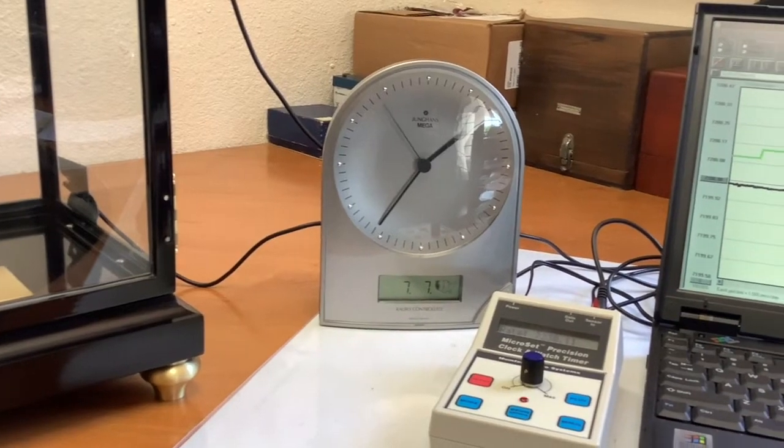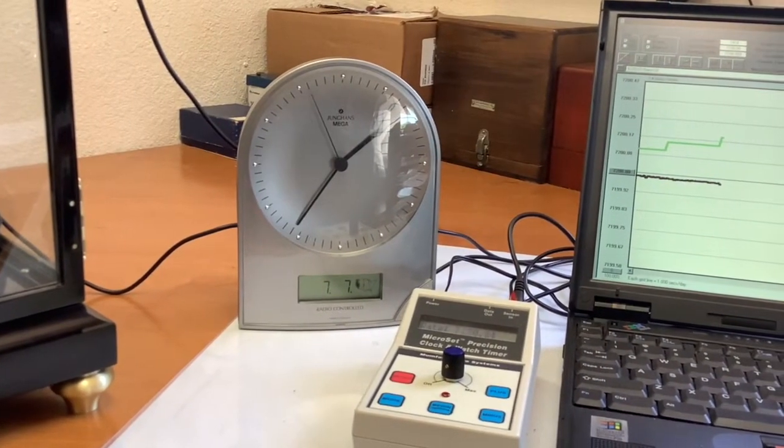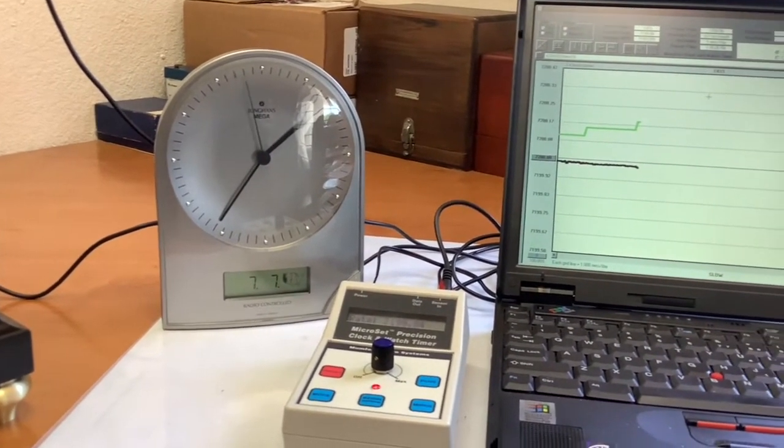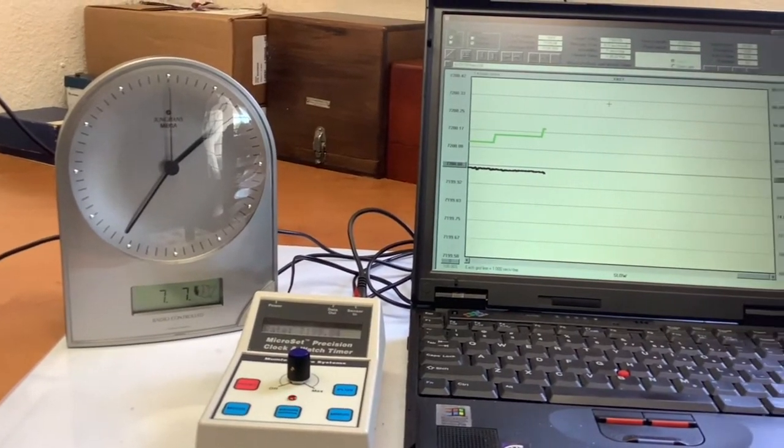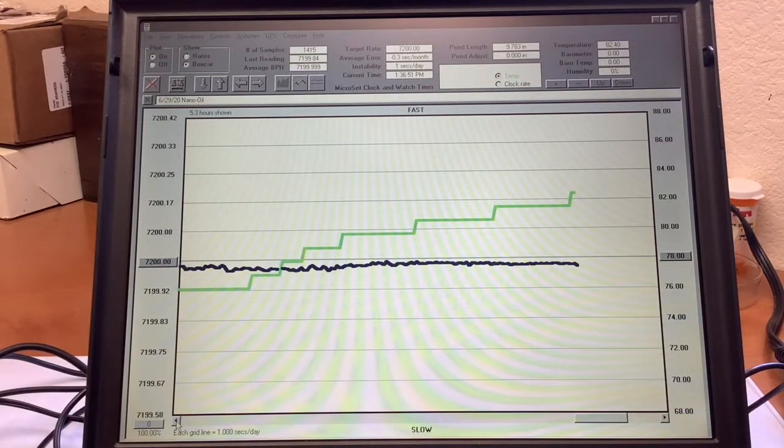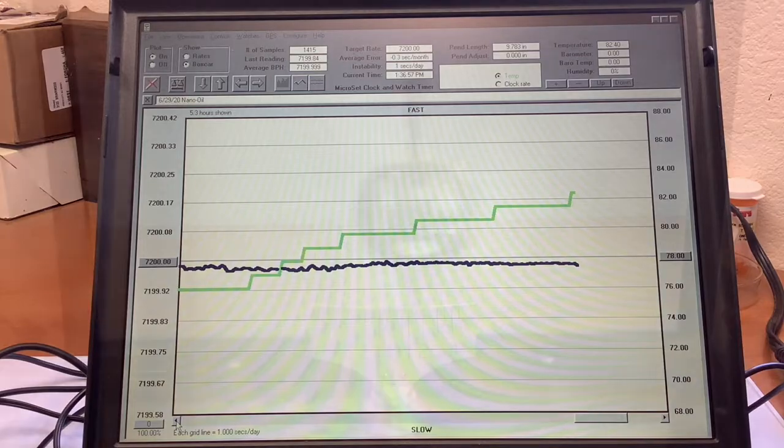Jungen's Mega atomic clock for reference, microset timer and interface software. The green temperature line can be seen increasing while the blue beat rate is essentially unchanged. I attribute this to the quartz pendulum rod, which has a very low coefficient of expansion.